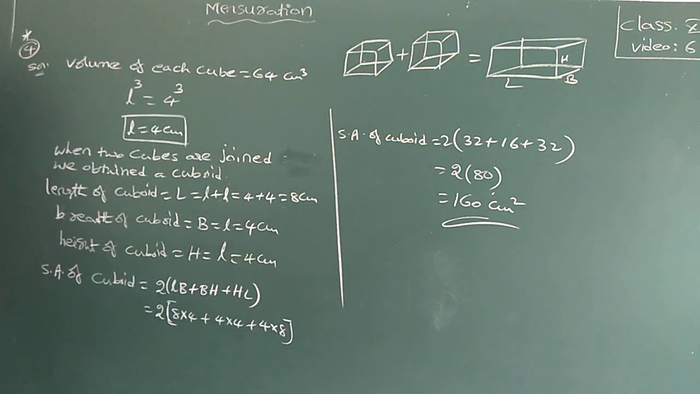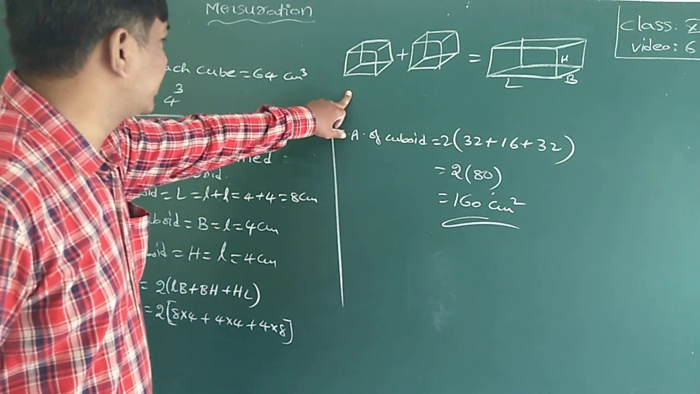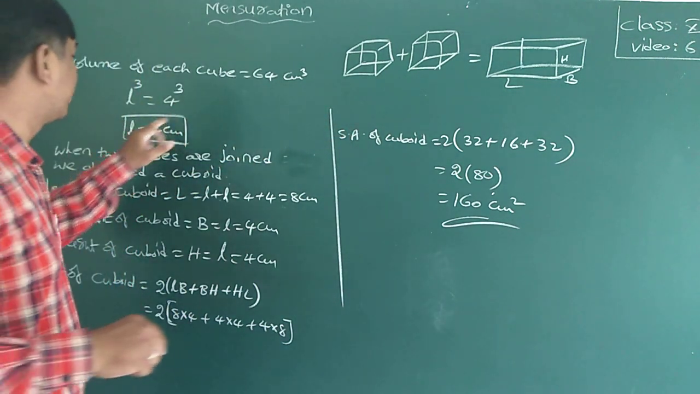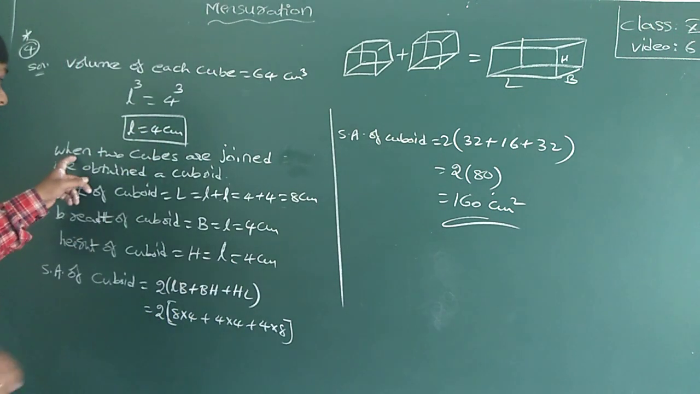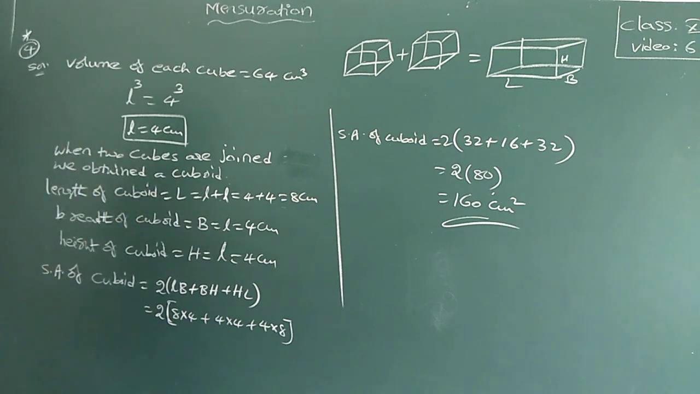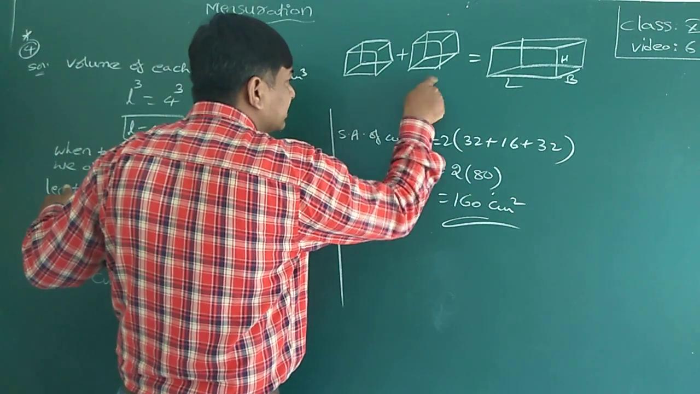160 centimeters square. Volume of each cube is equal to 64 cubic centimeters. There are two cubes. So L cube is equal to 4 cube, L is equal to 4 centimeters. When two cubes are connected, then we obtain a cuboid. The length of the cuboid is this length plus this length.